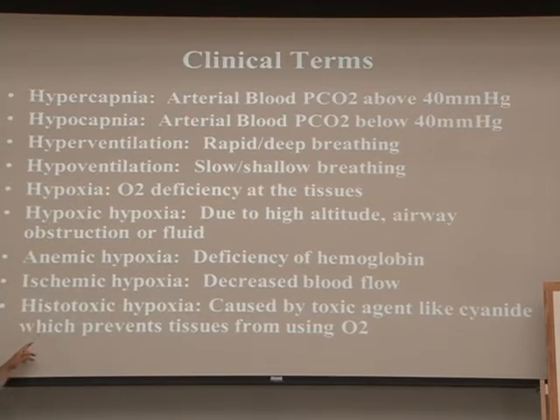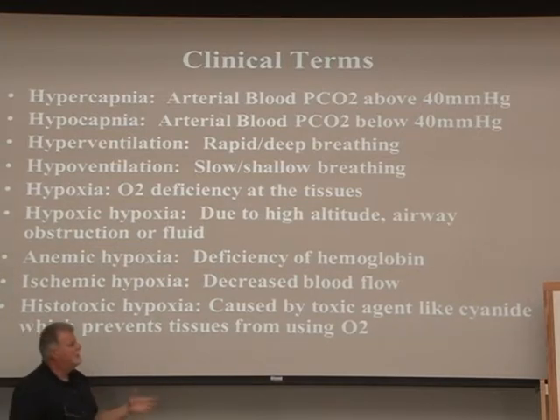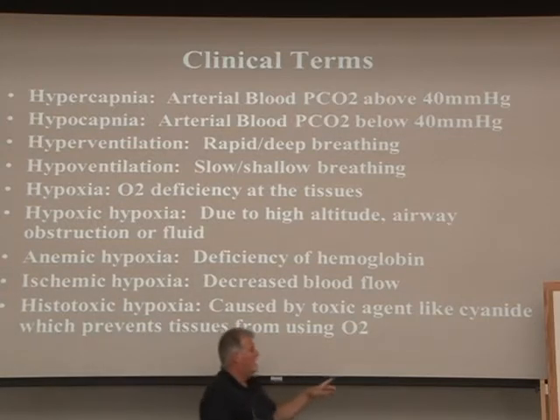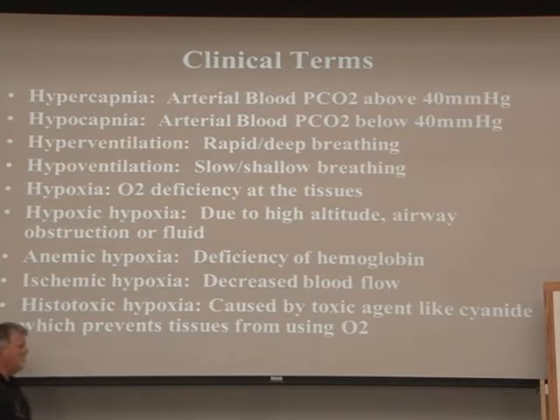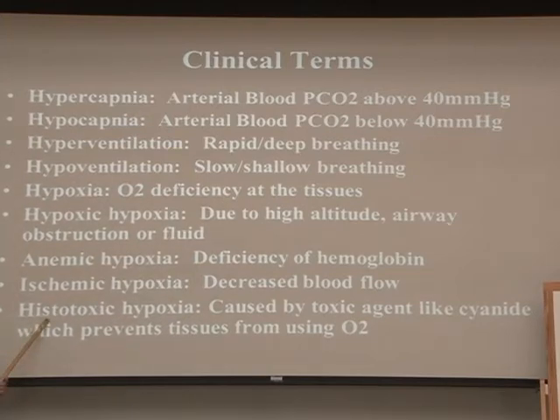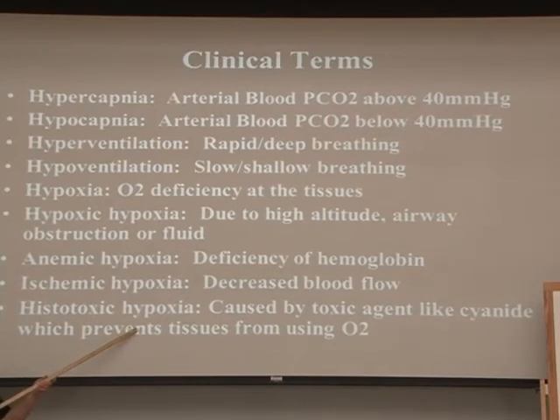Then we have histotoxic hypoxia as well. Histotoxic refers to toxic to tissues. So that's agents that block O2 use. The most common one you could encounter would be cyanide. It prevents your tissues from using O2. So we used to put people to death in gas chambers by exposing them to cyanide, and they would die from histotoxic hypoxia.